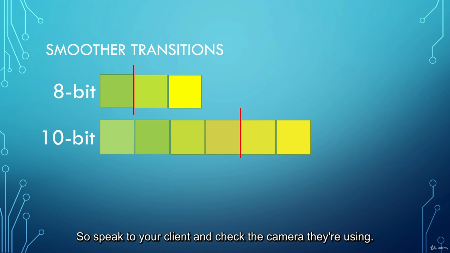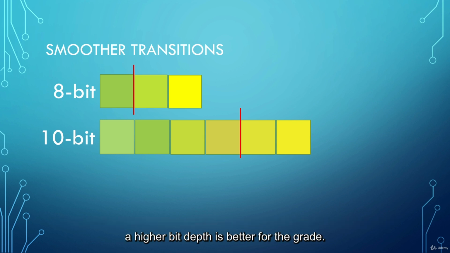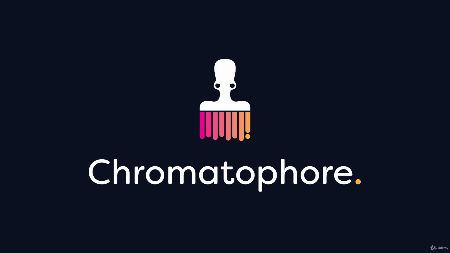So speak to your client and check the camera they're using. If they're in pre-production and are asking about how to capture their footage, then let them know that a higher bit depth is better for the grade. Once you're ready, click on through to the next lecture.